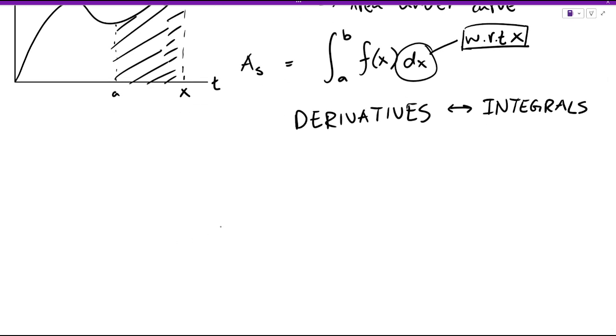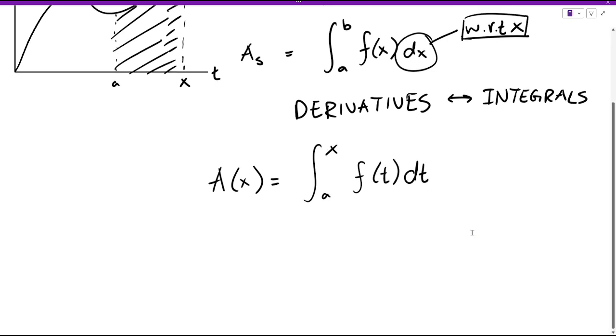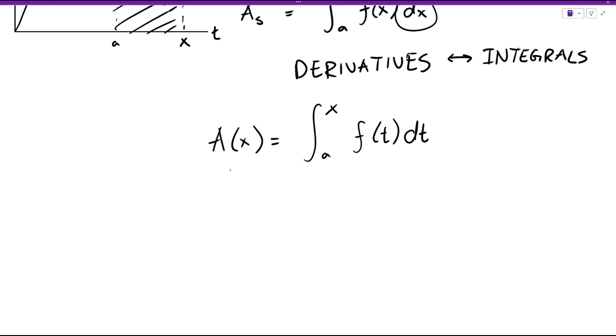So now we have the area, let's say A of x, right, is the integral from little a to x of f of t with respect to t, right? And so I'm defining this as a function A of x because it'll make the notation later on simpler. So let's now take the derivative of A with respect to x, right? Let's see what happens.